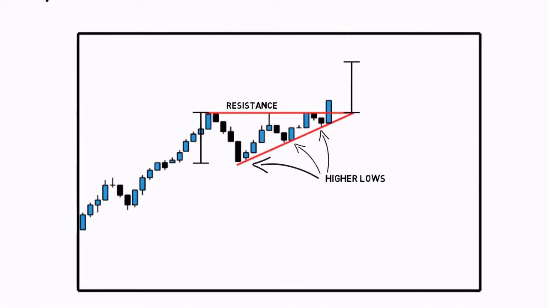The price target for this formation should be the height of the triangle measured up from the resistance level. Now let's take a minute and look at a descending triangle, also known as a bilateral pattern, meaning it can either be a continuation pattern or it can be a reversal pattern. As you probably guessed now, a descending triangle is just the exact opposite of an ascending triangle.